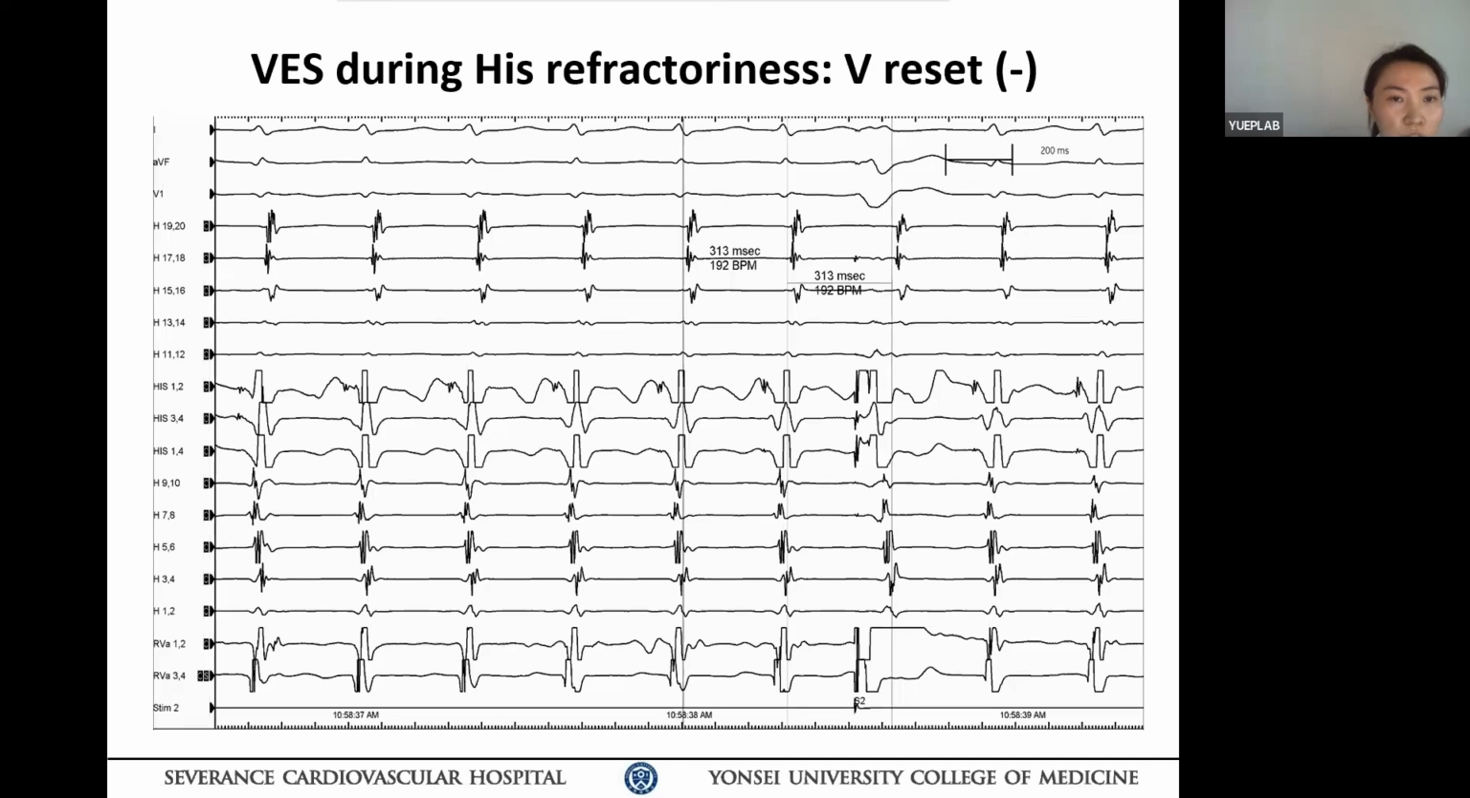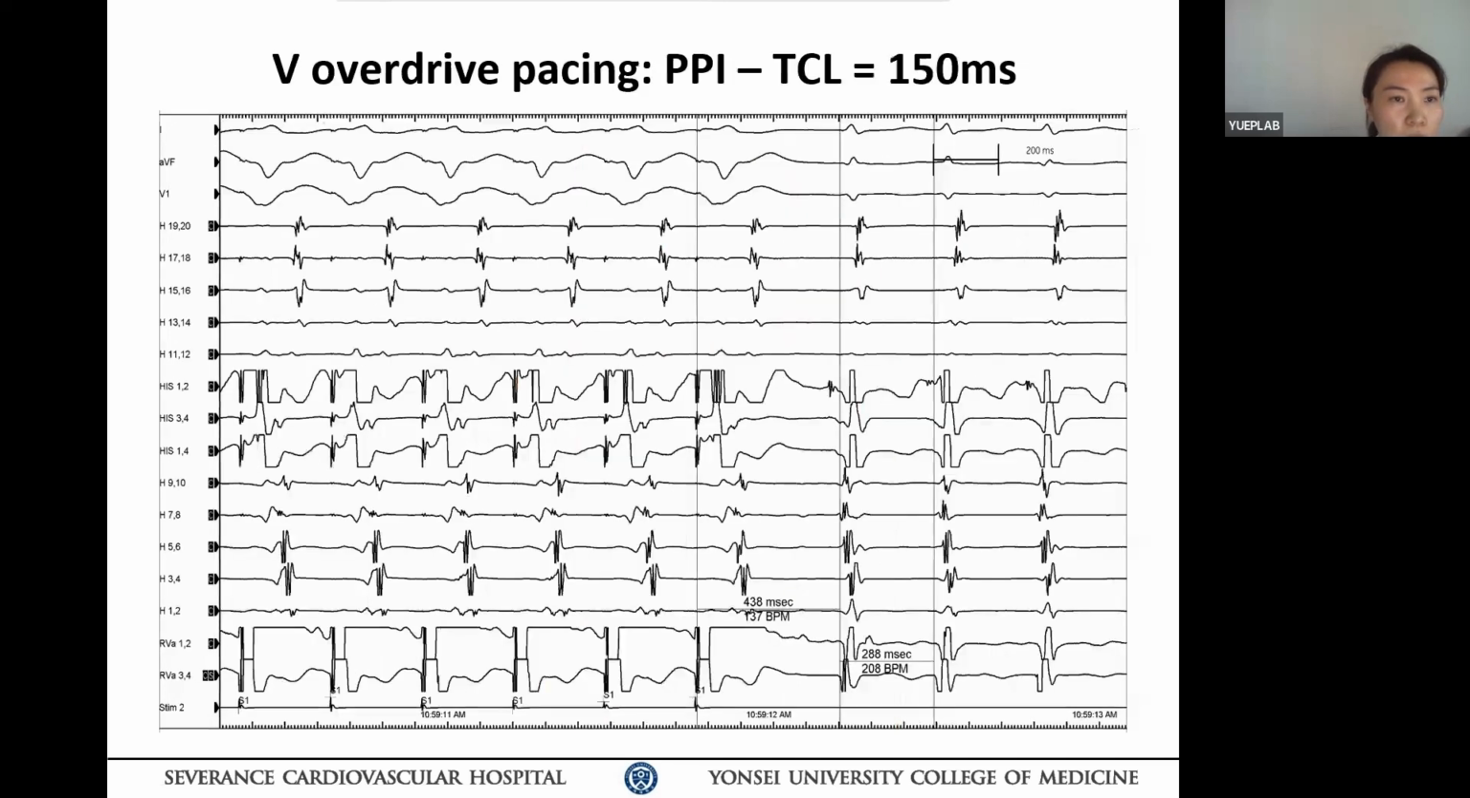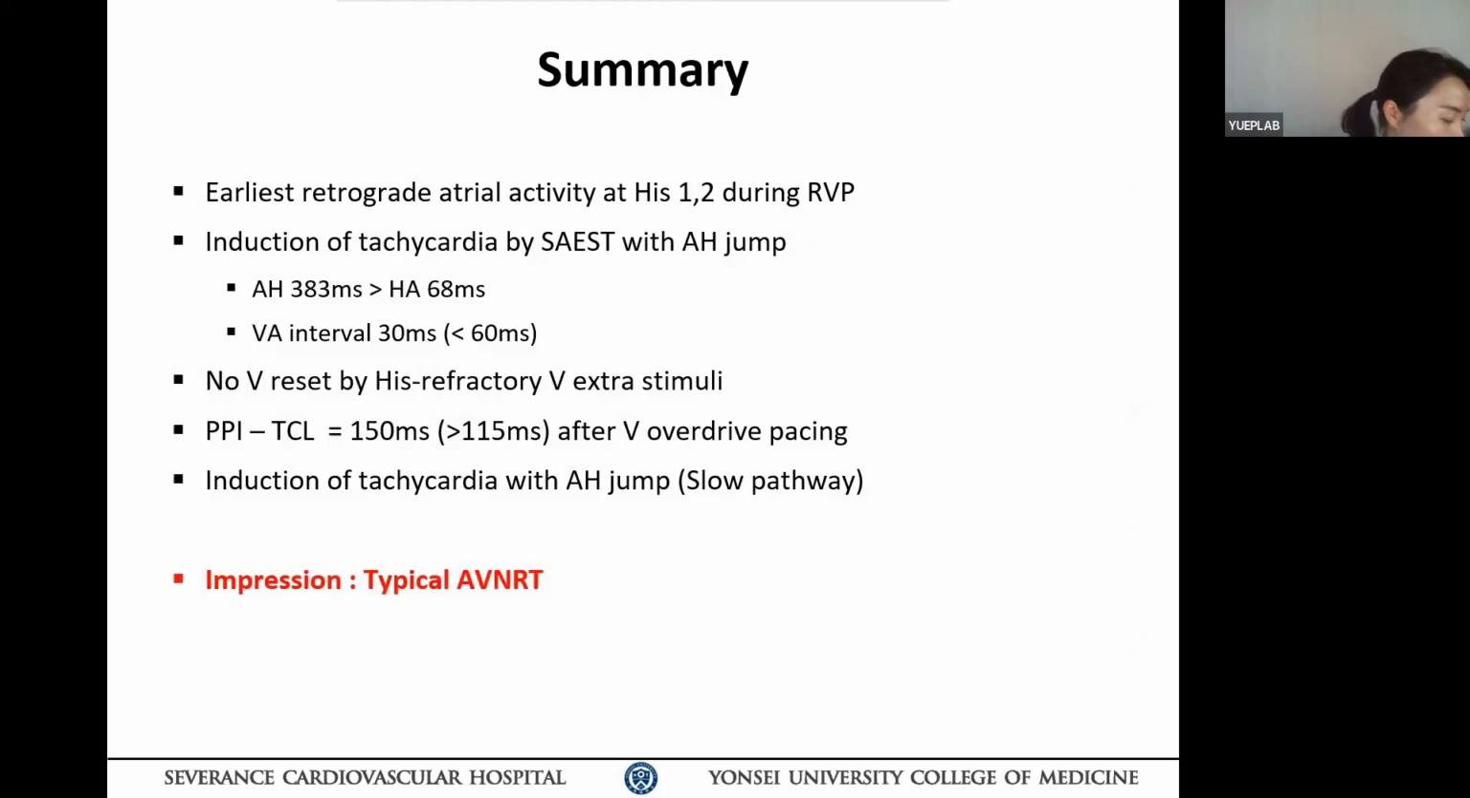During the tachycardia, a HIS refractory ventricular extra stimulus was given, but there was no V reset. And during ventricular overdrive pacing, post-pacing interval minus tachycardia cycle length was 150 milliseconds. So in summary, the earliest atrial activation was at the HIS 1 and 2 in rapid ventricular pacing. Tachycardia induction was observed with the single atrial extra stimulus test with an AH jump. AH interval was 383 milliseconds, HA interval was 68 milliseconds and VA interval was 30 milliseconds. There was no V reset during the ventricular extra stimulus test and PPI minus TCL was 150 milliseconds during ventricular overdrive pacing. So the impression was typical AVNRT.